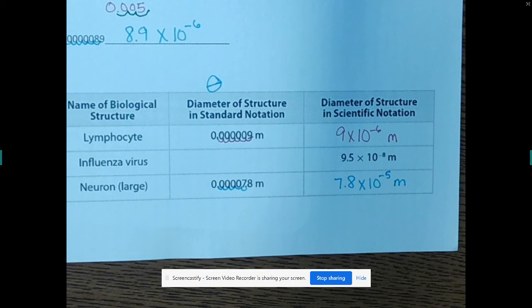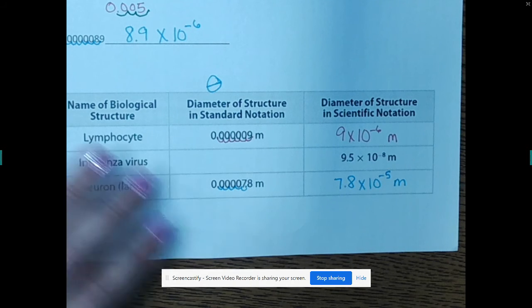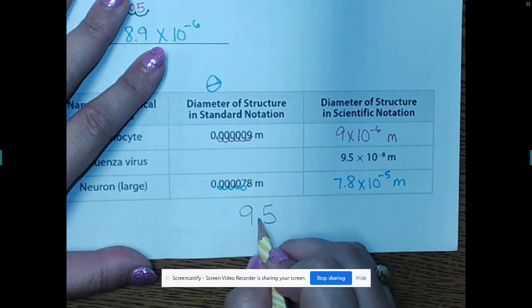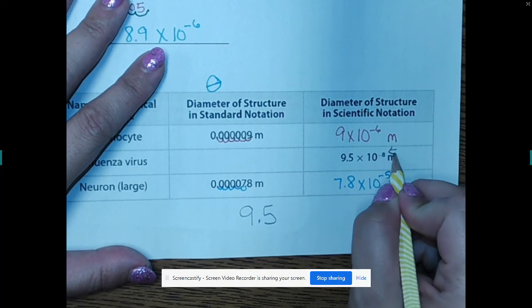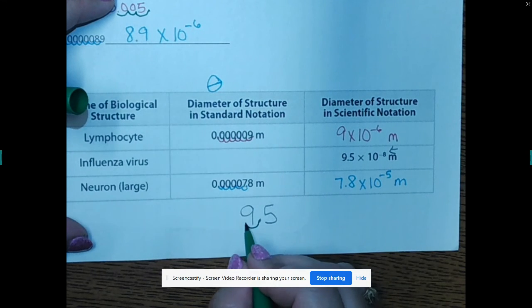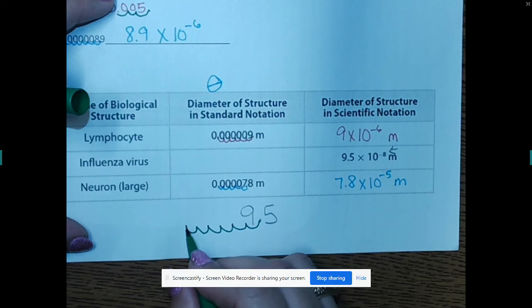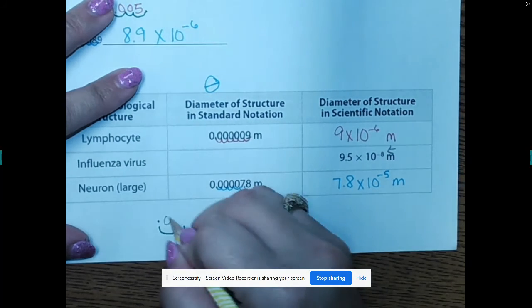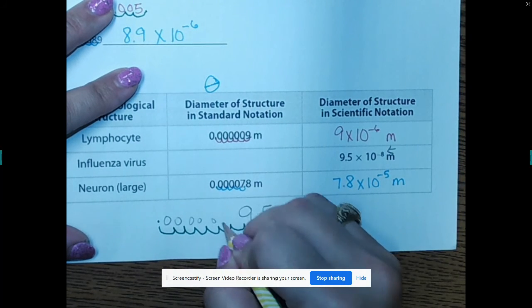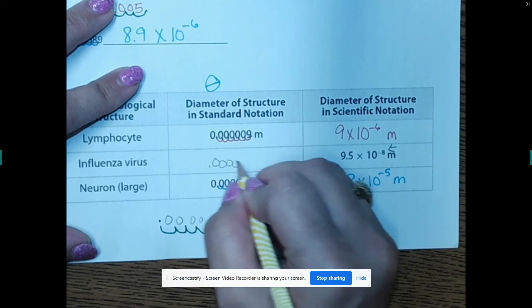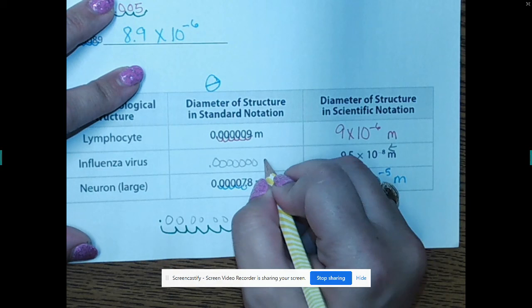Now we're going the opposite direction. Okay, 9.5. The negative 8 tells me what? To the left. And how many? 8 times. 1, 2, 3, 4, 5, 6, 7, 8. All right. Fill in with all those zeros. How many zeros did you put? 7.